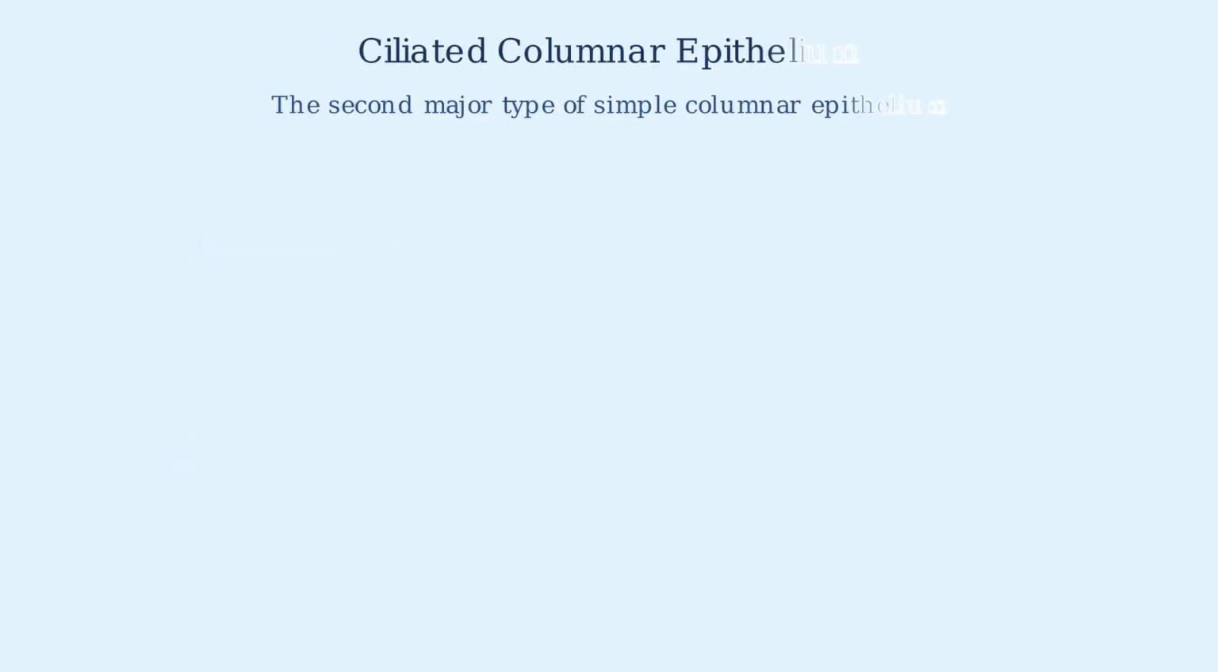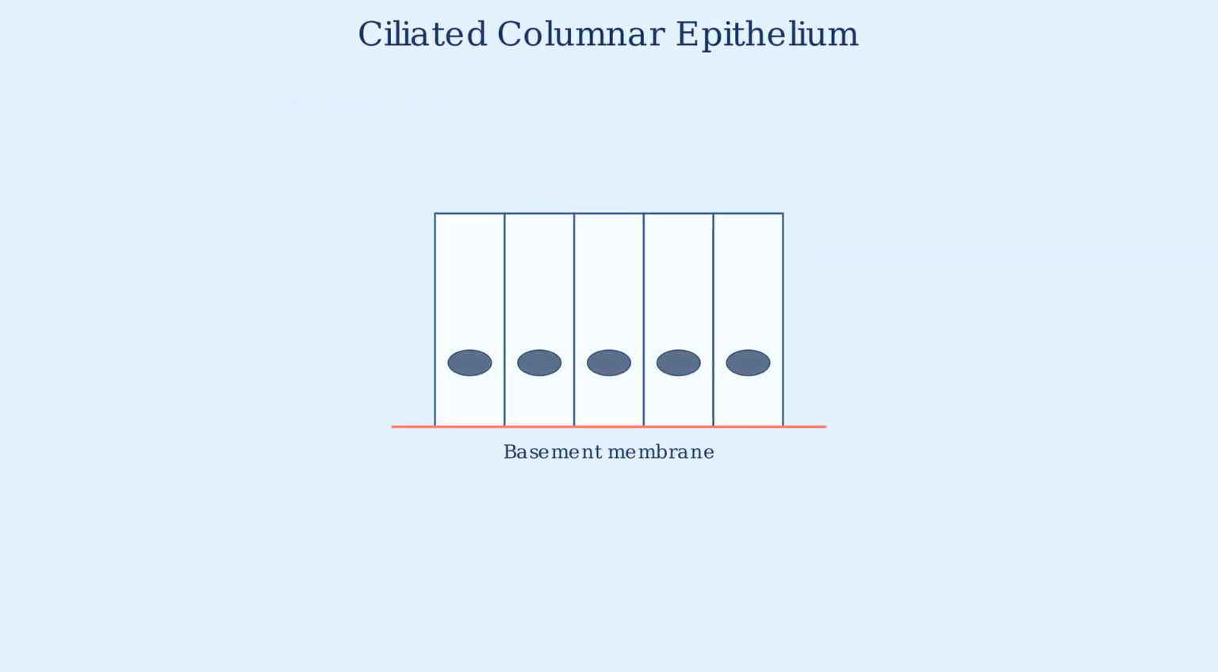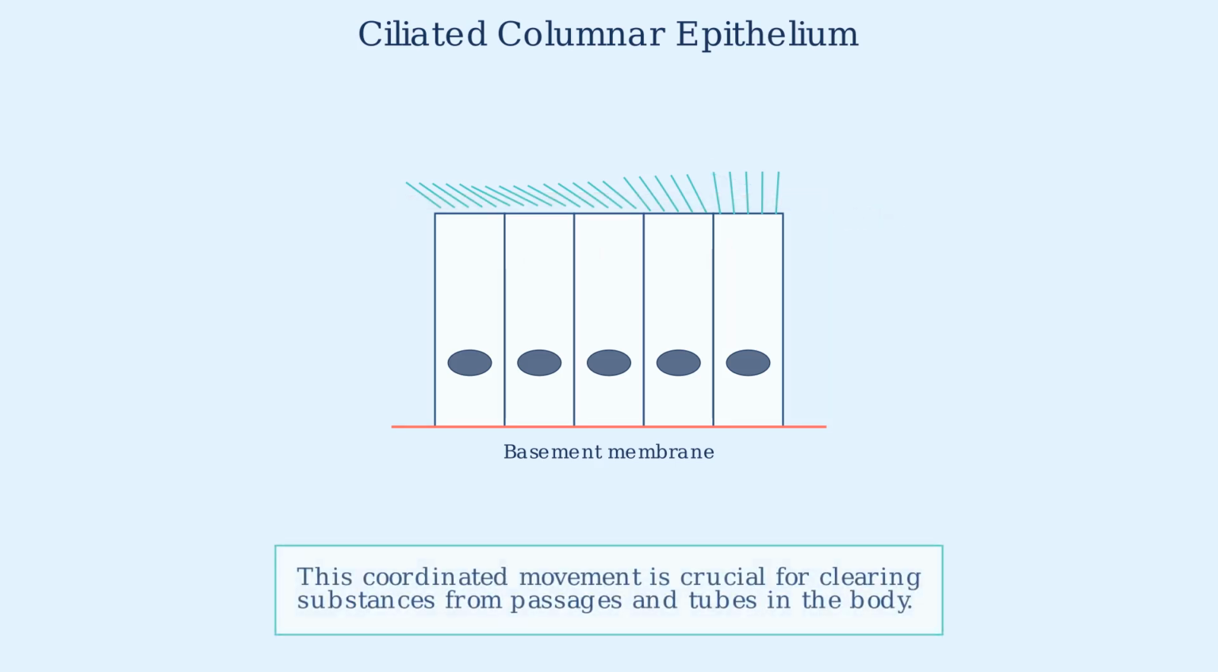Ciliated columnar epithelium is the second major type of simple columnar epithelium. Like all simple columnar epithelia, these cells are tall and narrow with nuclei typically located in the basal portion. The distinctive feature of this epithelial type is the presence of cilia on the apical surface of the cells. These cilia beat in coordinated patterns, creating a wave-like motion that moves fluid and particles in one direction. This coordinated movement is crucial for clearing mucus, particles, and other substances from passages and tubes in the body.